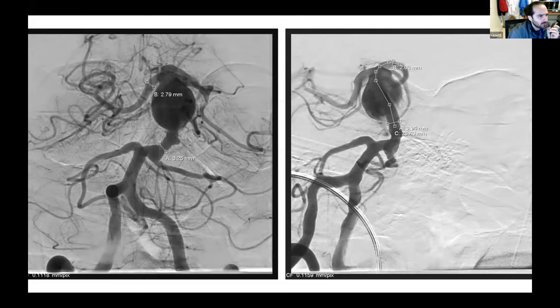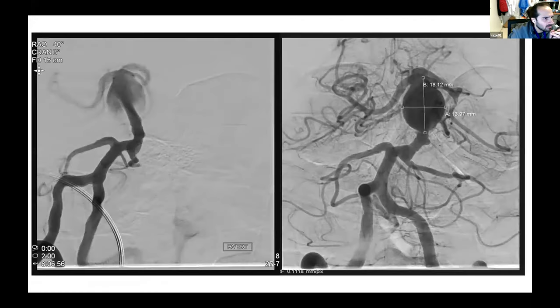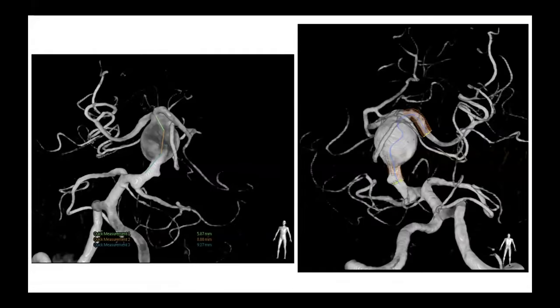Hold on, Nabeel, before we go into that, can you clarify how the superior cerebellar arteries are filling? So I have one more picture. This is a 3D view. They are filling from the dilated aneurysmal segment, as you can see here. They are coming from the distal part of the fusiform aneurysm. Okay.